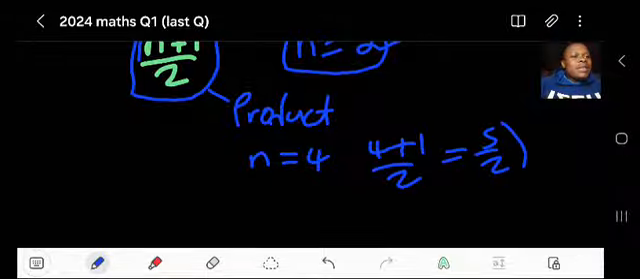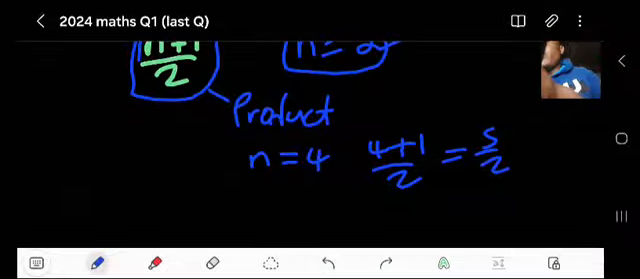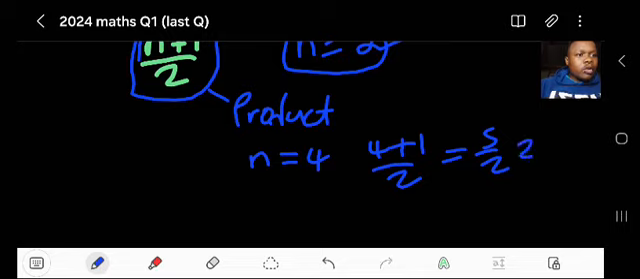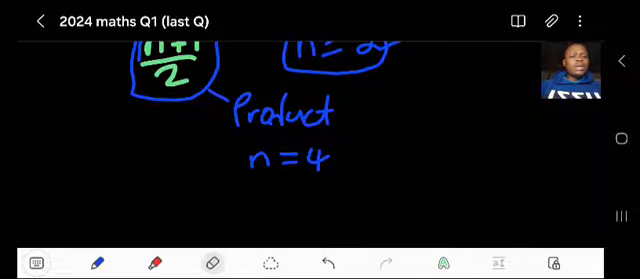This will give you a decimal when you punch it on your calculator. You see, if you take your calculator, 5 over 2, if I punch this, it will give me 2.5, which is not an integer. This is not an integer. So you see, we have added what? This is an even number.